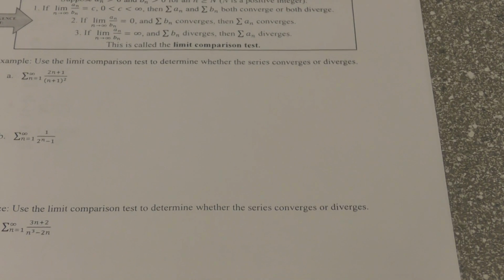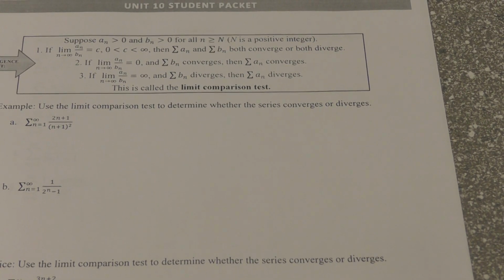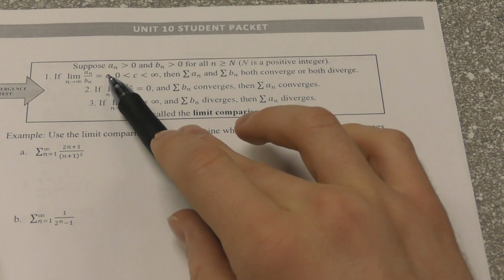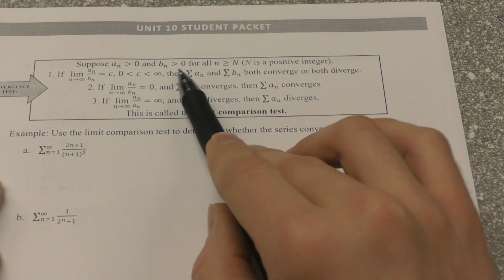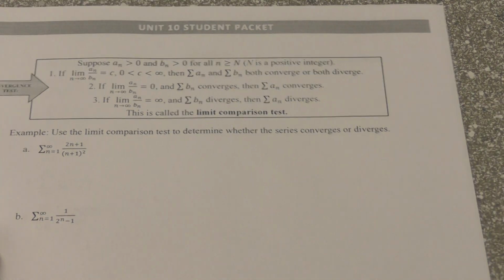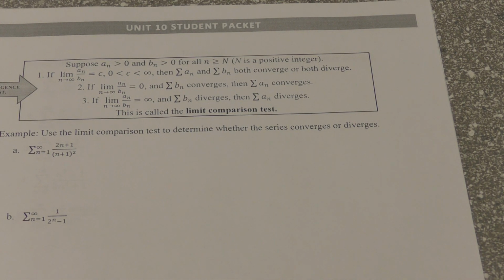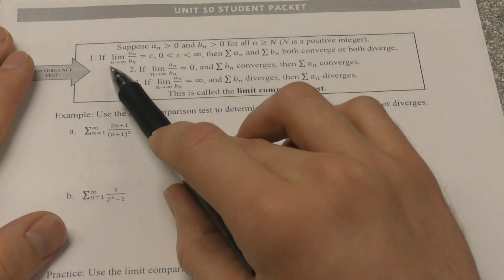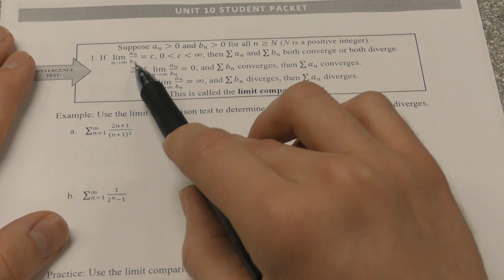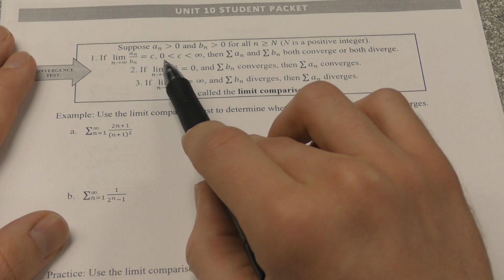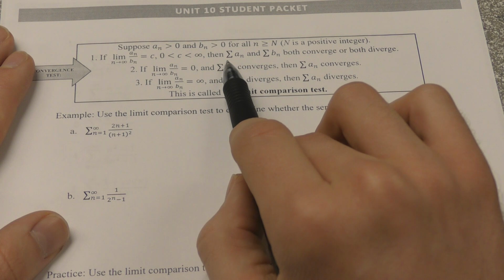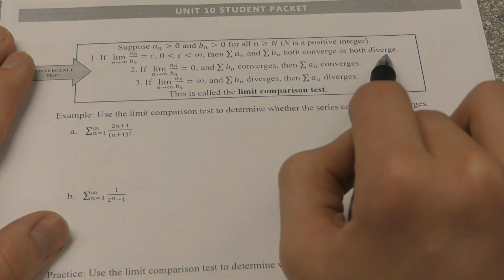Last thing for today. We're going to look at the limit comparison test. Let's suppose that we have some terms, a sub n, which are greater than 0, and b sub n is also greater than 0 for all n greater than or equal to N, where N is some positive integer. So both of our terms are greater than 0. If the limit of a sub n over b sub n is c, and c is between 0 and infinity, so positive, non-zero, then the sums of both of those either both converge or both diverge.